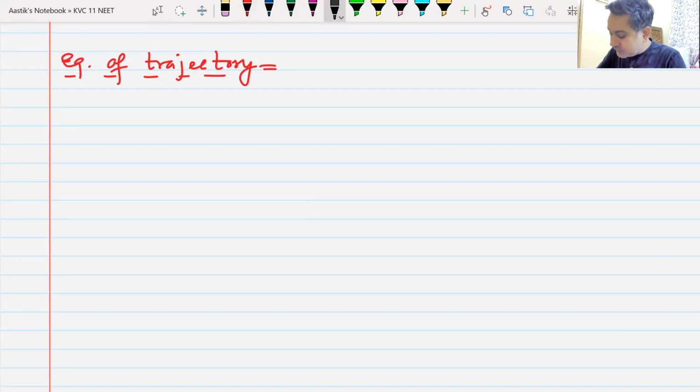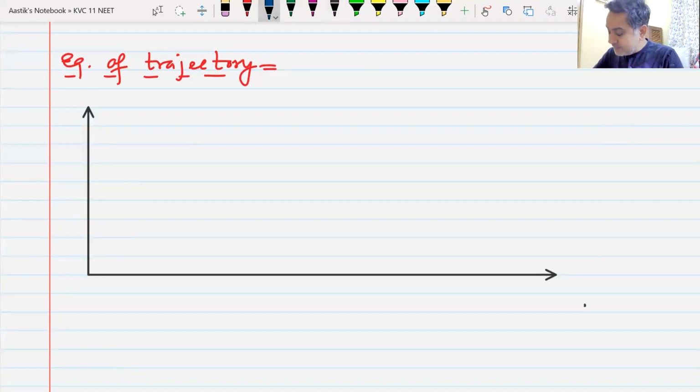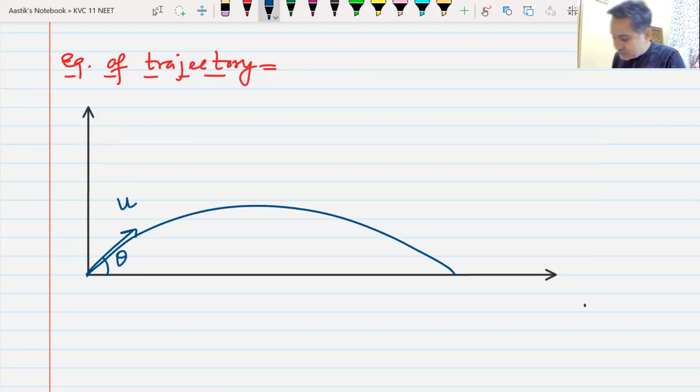Yes? Anyone would like to say anything about equation of trajectory? Well, see, what I have done here is I have thrown a particle with a speed u at an angle theta, and the particle just follows like this. This is the x-axis, this is the y-axis. Now this is the path that the particle follows.